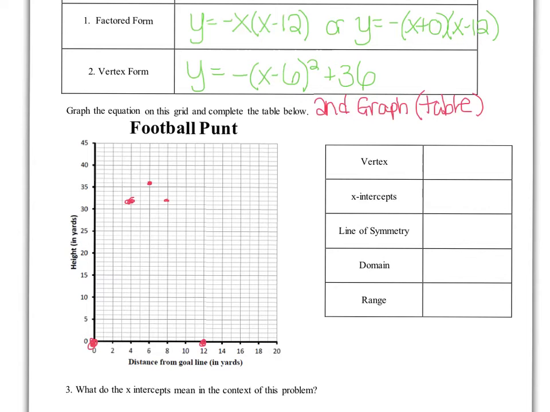I could also put in 10, let's say. 10 minus 6 is 4. 4 squared is 16. The negative of 16 is negative 16. And negative 16 plus 36 is going to be 20. So at 10, I can go to 20. This also means that at 2, I can go to 20. And that's enough points to make a graph. Sorry about the cleanliness of my parabola, but you get the point.